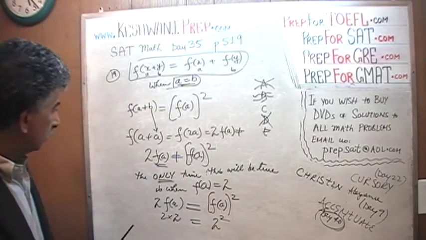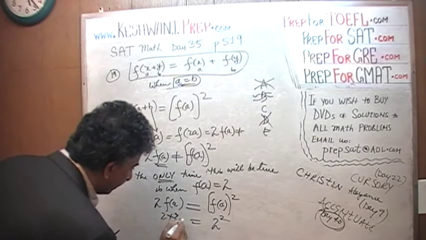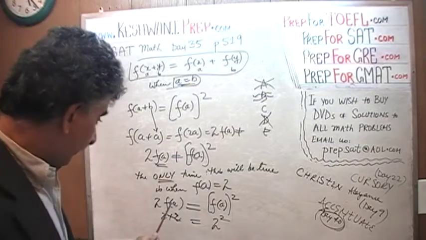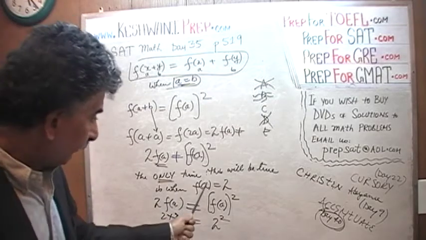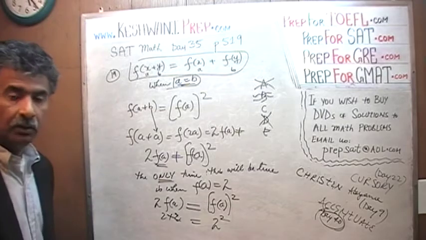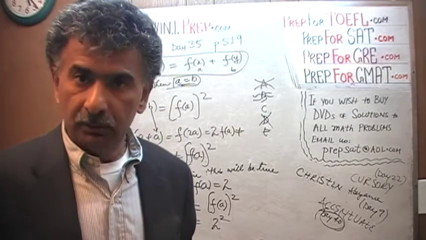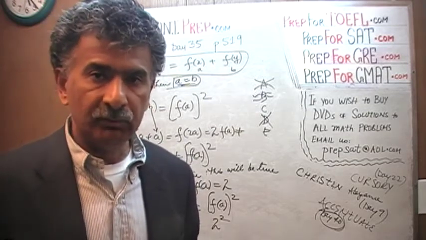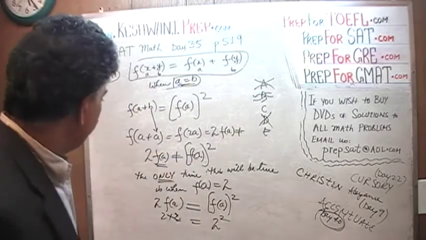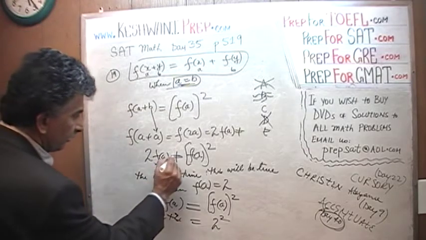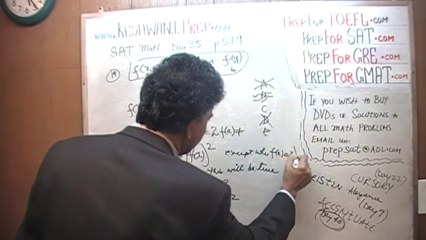2 plus 2 is what would it be? I want to point out here that 2 times f of a is the same as f of a plus f of a, because f of a equals 2. If f of a equals 2, then 2f of a is the same as 2 plus 2. The only time the sum of the two numbers equals the square of the number is when that number happens to be 2. At all other places, this will not be true. As you can see right here, it's not true, except when f of a equals 2.